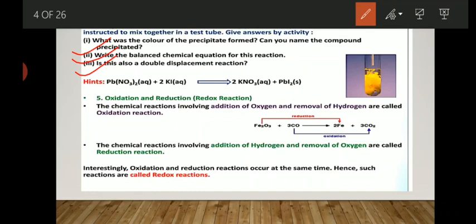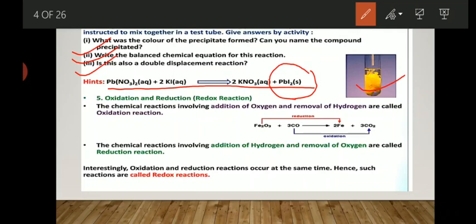You just write down the reaction. When lead nitrate is treated with potassium iodide, what product will form? Potassium nitrate along with lead iodide. Your main product is lead iodide, which is yellow in color. In the test tube, when you mix it, you will see a yellow precipitate formed, which is lead iodide, along with a colorless liquid, potassium nitrate.